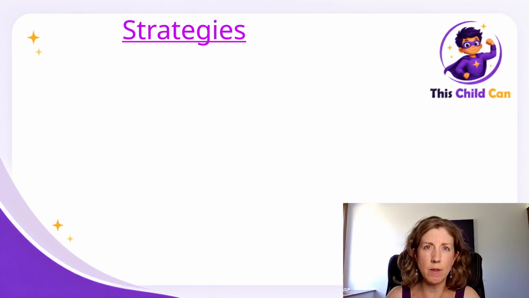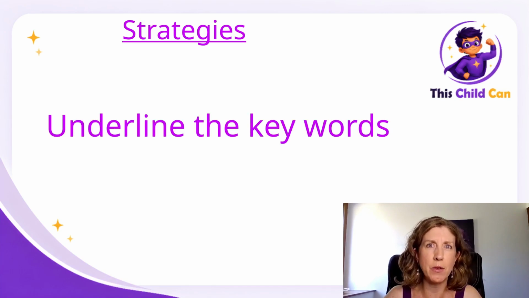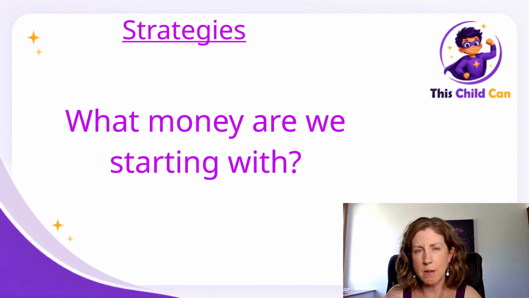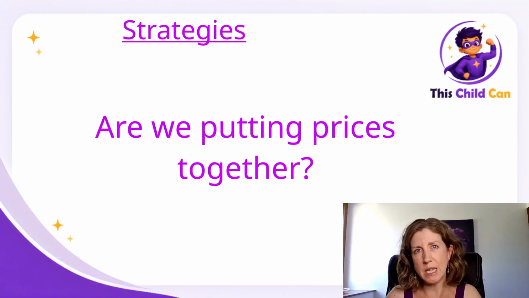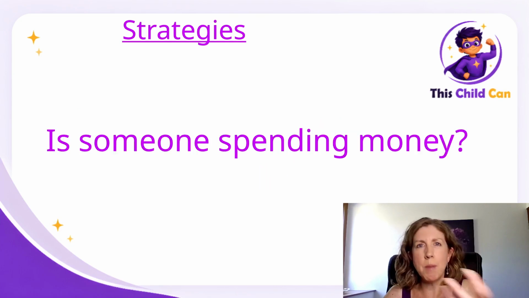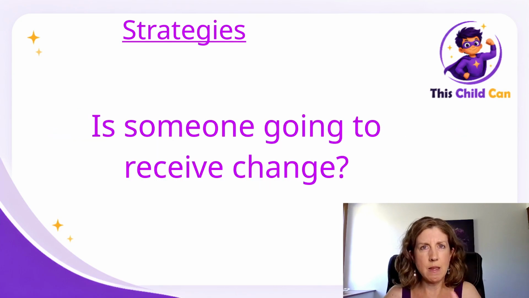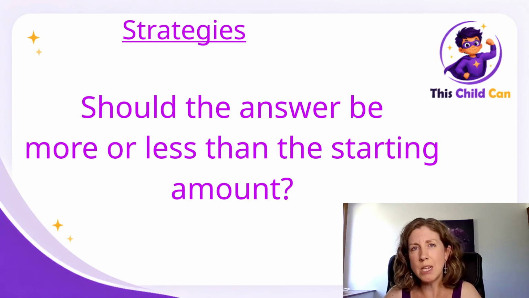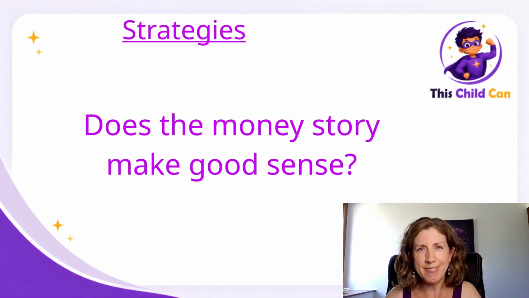If your child struggles with where to start, here are some strategies that might help. Start with underlining the key words and write the keywords out somewhere if you need to. The keywords help us to know which method to use, but the money story helps us to check that the method we've chosen makes sense. Ask your child, what money are we starting with? Are we putting prices together? Is someone spending money? Is someone going to receive change? Should the answer be more or less than the starting amount?